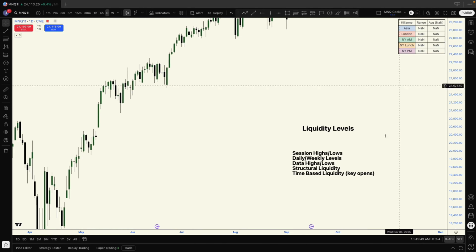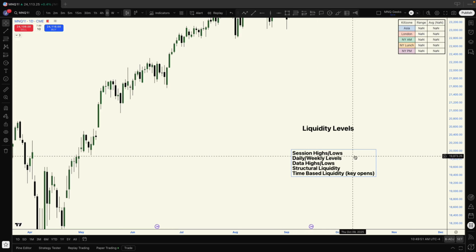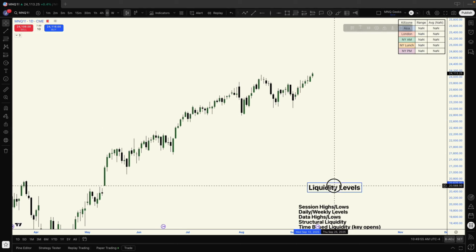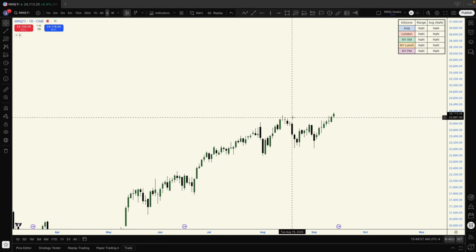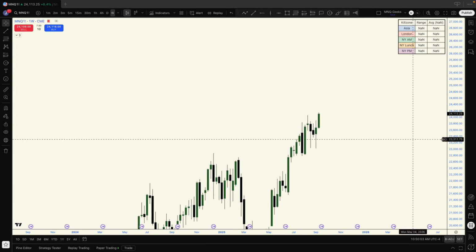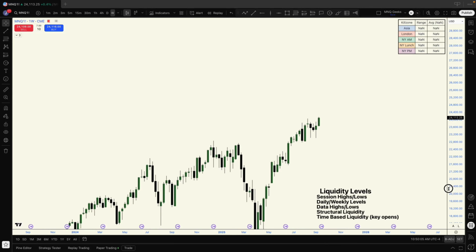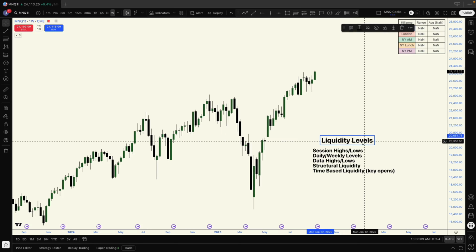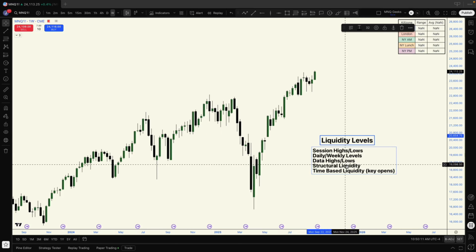Okay, and that's why they're so important, because these are some of the most external points of liquidity within swing trading, within day trading itself. You're going to target these highs and lows of these days, of these weeks, very, very often, and they're very strong draws on liquidity. So I don't have to get into that too much. That's pretty self-explanatory. Data highs and data lows.